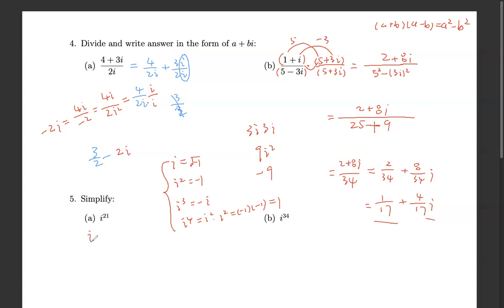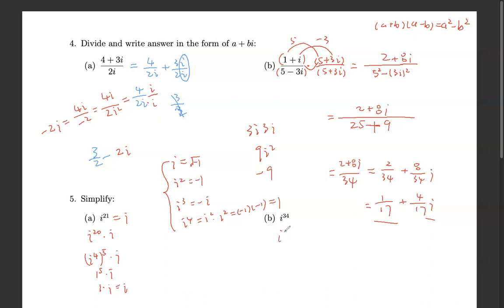So what do we want to do with this? We want to split this as i raised to 20 times i. i raised to 20 is i raised to 4, then raised to 5. Because i raised to 4 is 1, so 1 raised to 5 times i. Well, 1 raised to 5 is 1. And 1 times i is i. So this one is the same as i.